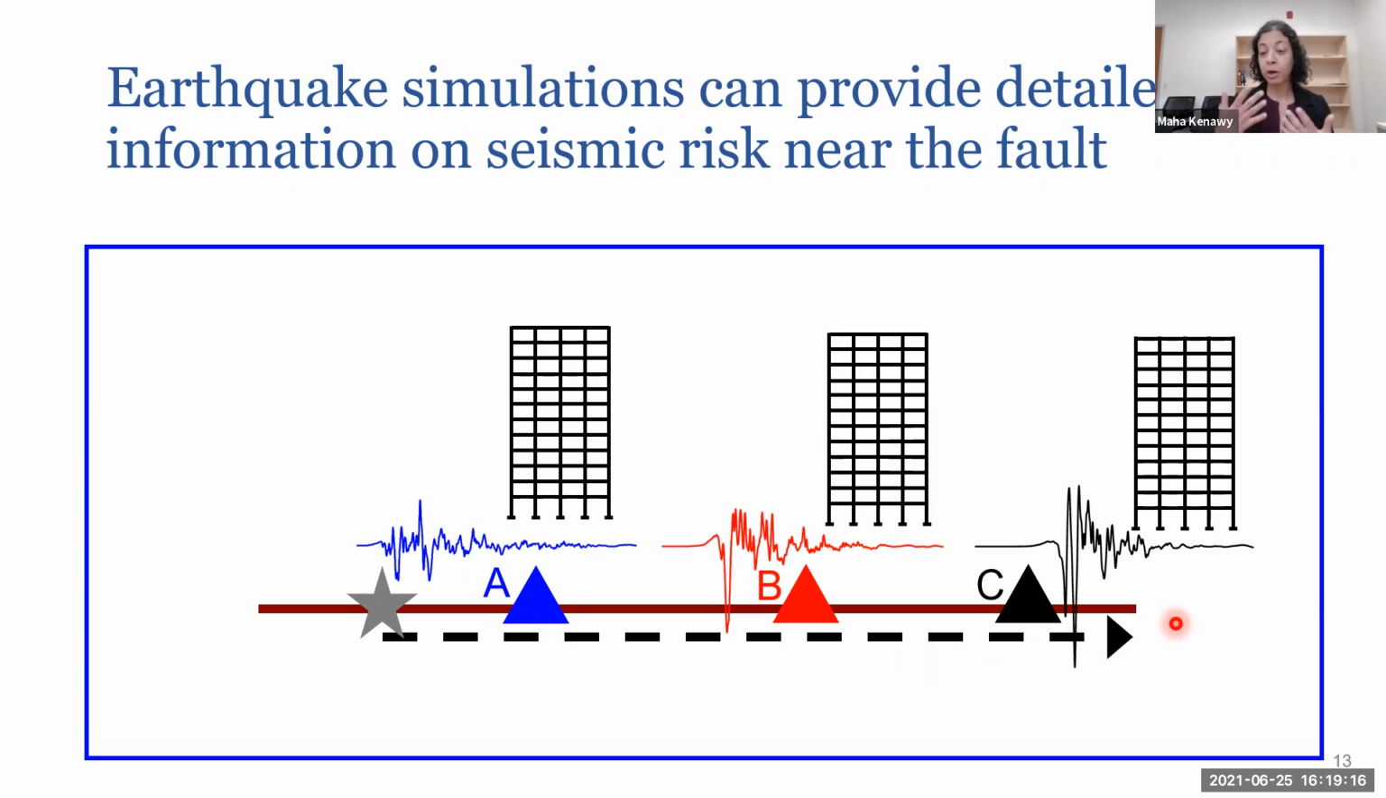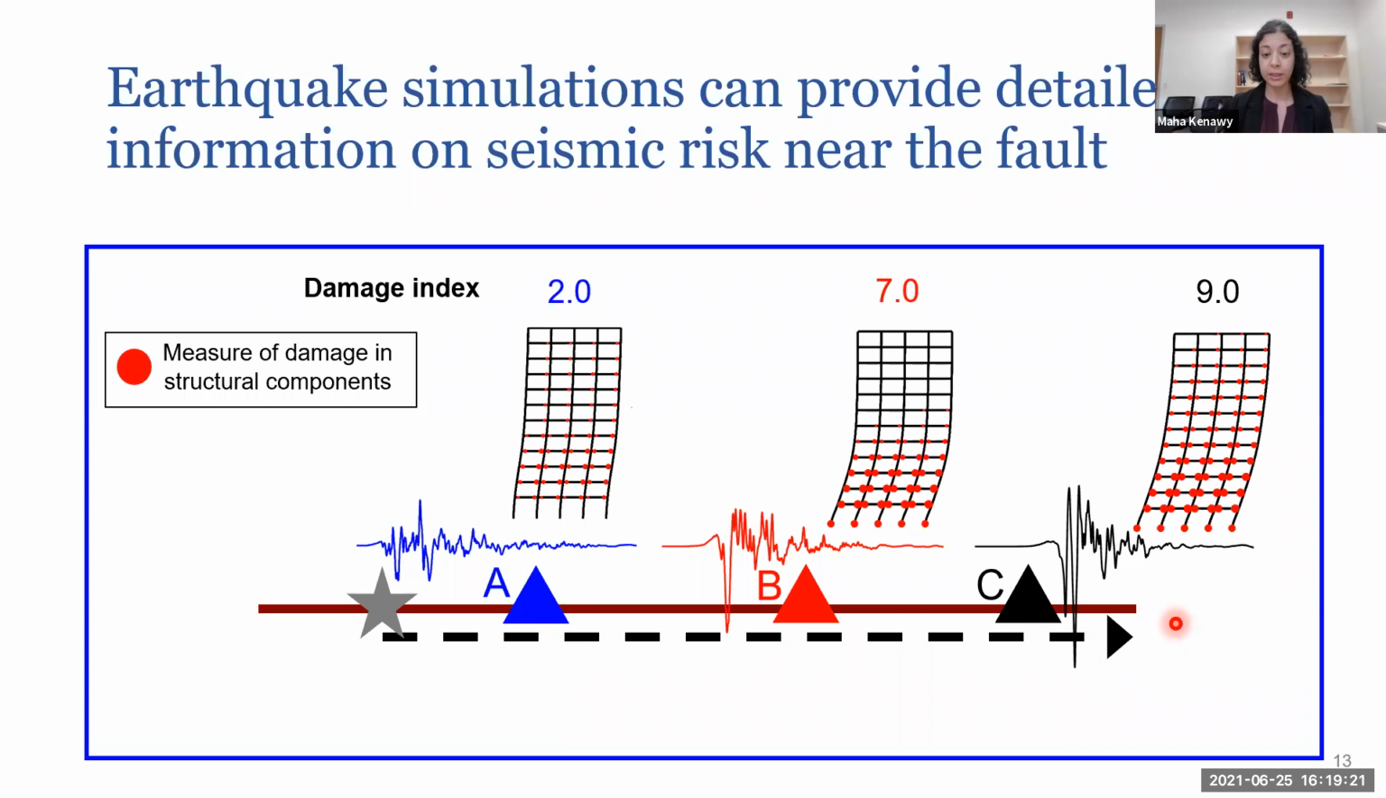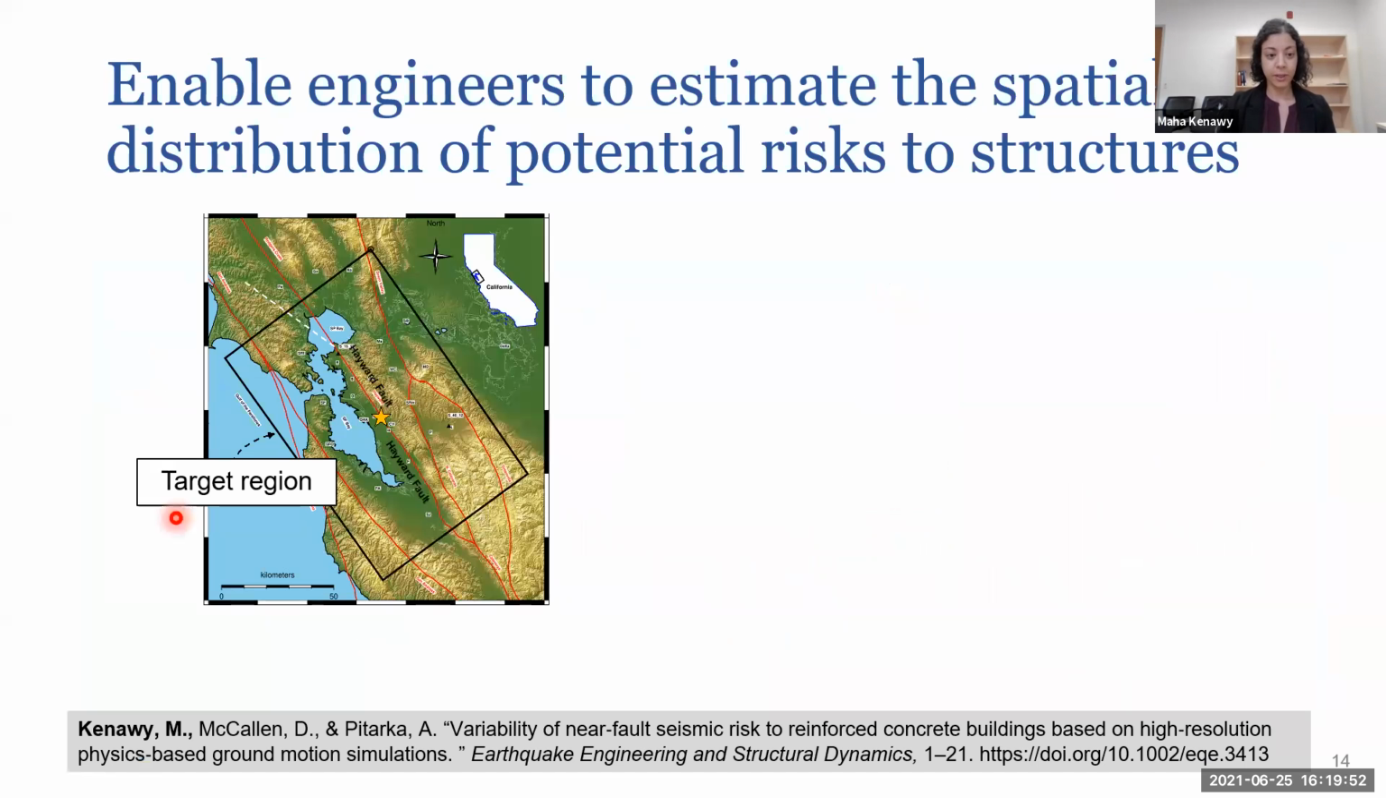And if we try to see how they affect structures, you probably guessed it. There's a very significant difference in how they affect our structures. So the structures at stations B and C see much more damage than the structure at station A, even though they're all on the fault. And you can think of these red circles as a visual measure of how much damage we expect to see in the structure. So now if we do this over an entire geographical region of interest, put buildings all over the region and track the shaking and the damage that happens to buildings, then we can get pretty interesting stuff.